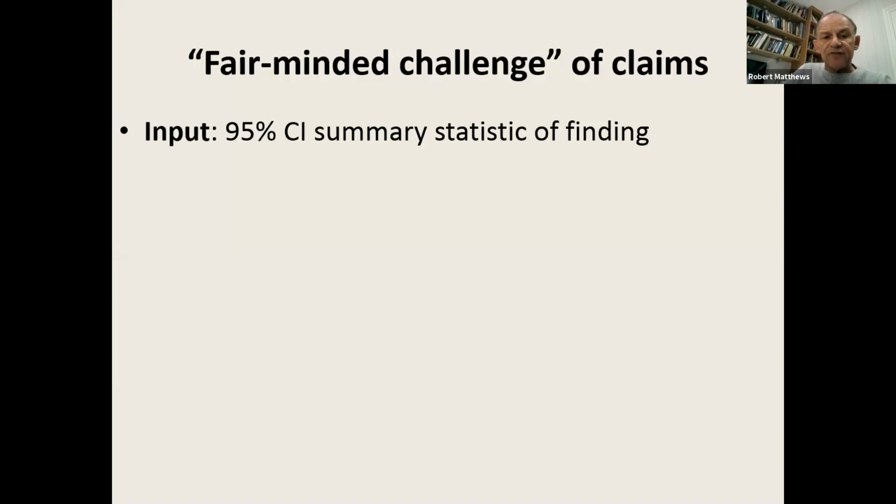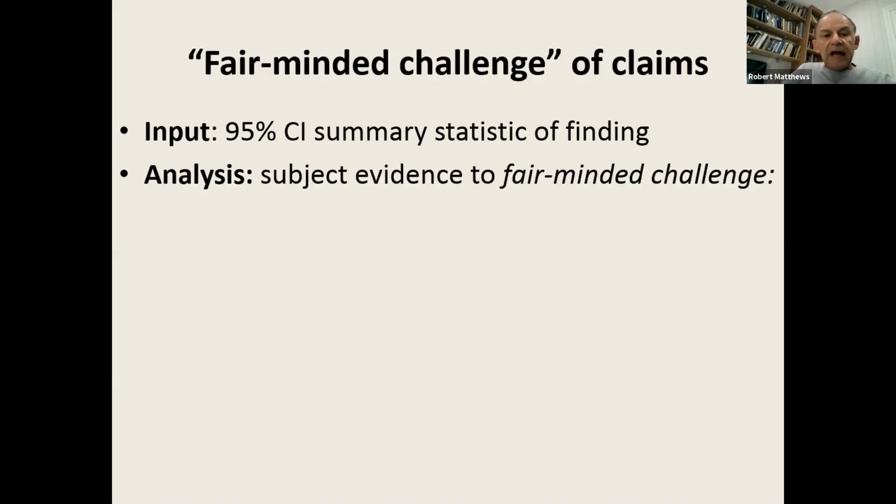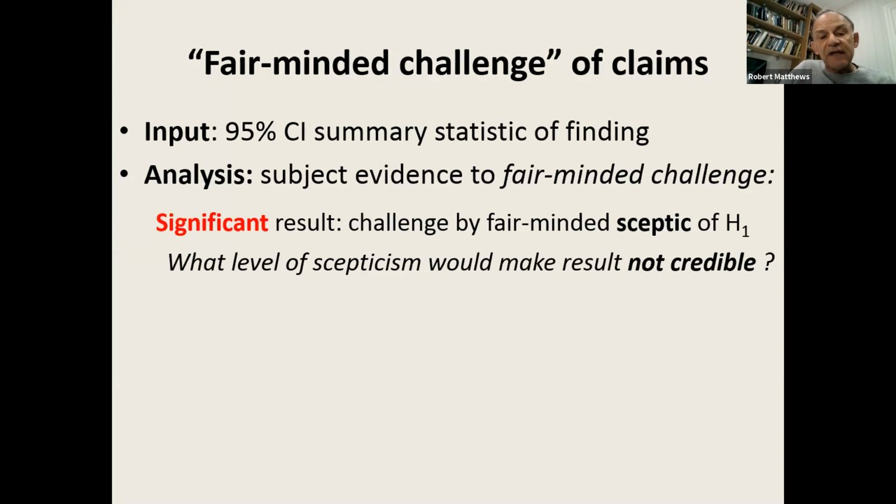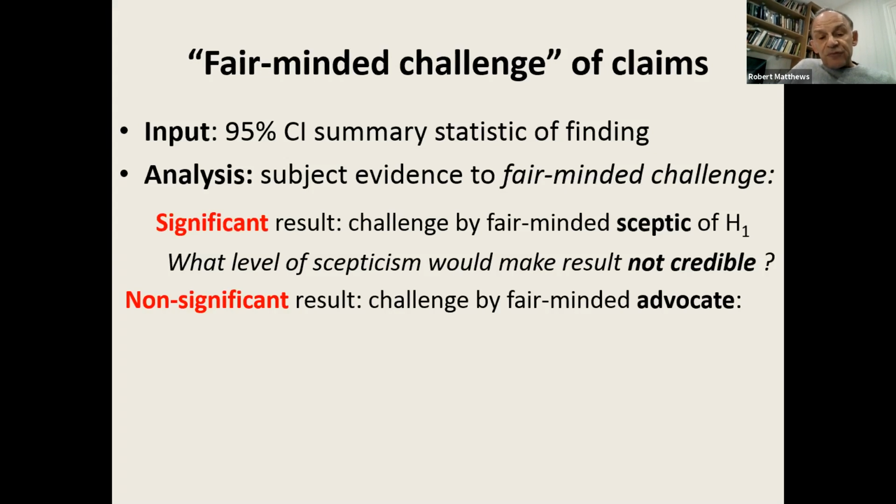So we start off with a 95% confidence interval, which is the summary statistic summing up the finding. And then we subject that evidence to a fair-minded challenge. Specifically, if the result is said to be statistically significant, then we challenge it via the concept of a prior that represents a fair-minded skeptic of the substantive hypothesis. And then we ask ourselves, what level of skepticism is needed? With non-significant results, we do something very similar.